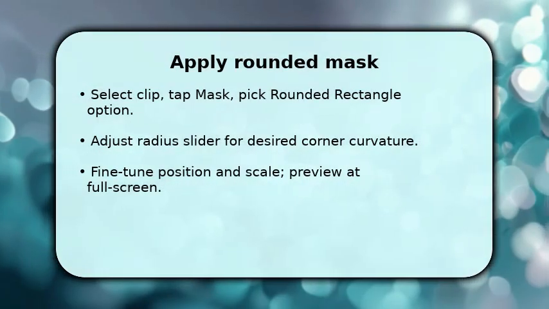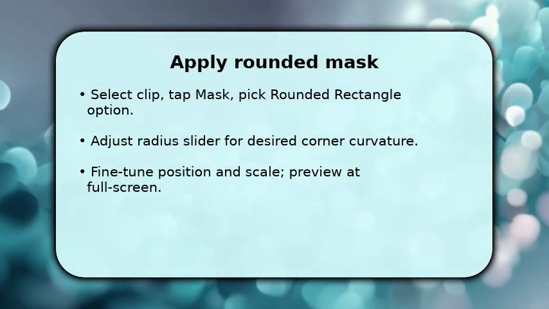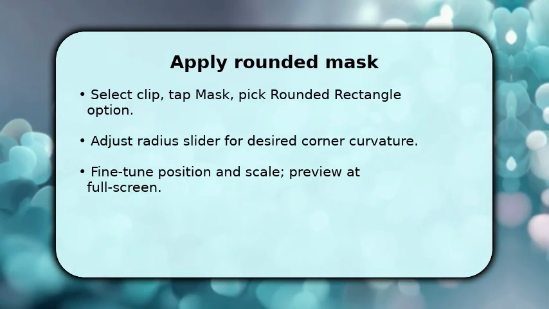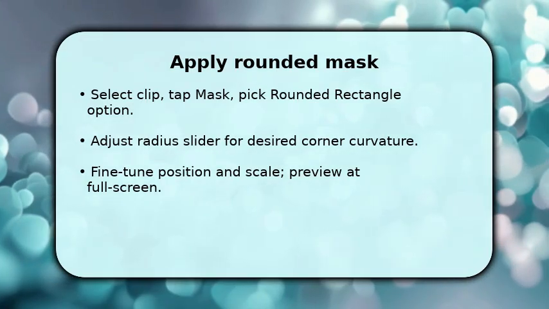Now apply the rounded edge mask. With the clip selected, tap Mask and choose the rounded rectangle shape. Adjust the radius slider until the corners read visually smooth. Larger values give pill edges, smaller values are subtle.